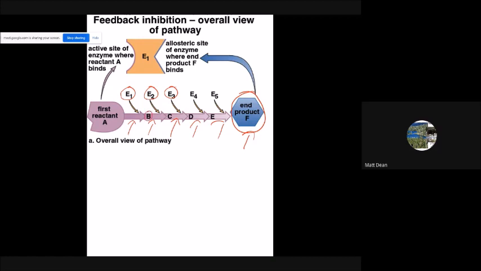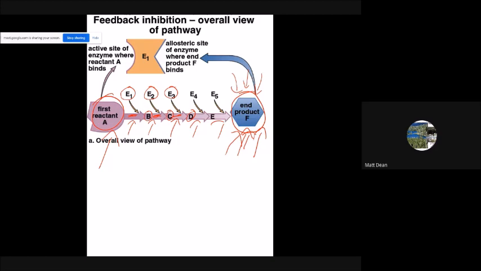Substance B here is the product of this first reaction. Substance C is the product of the second reaction. D, the product of the third reaction, and so on. We're starting with an initial reactant of A. So what this pathway is trying to do is essentially convert A into F, because F is something your body needs. But here's the deal. Your body doesn't need an unlimited supply of F. Eventually, you're going to make enough. And it doesn't make sense to continue to use resources, to use energy, to make something you already have a lot of.